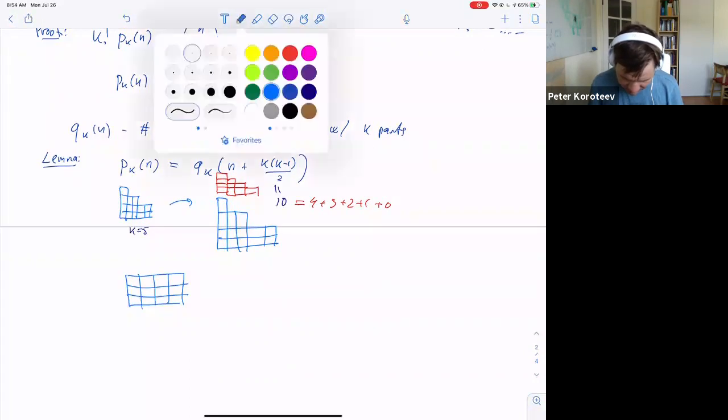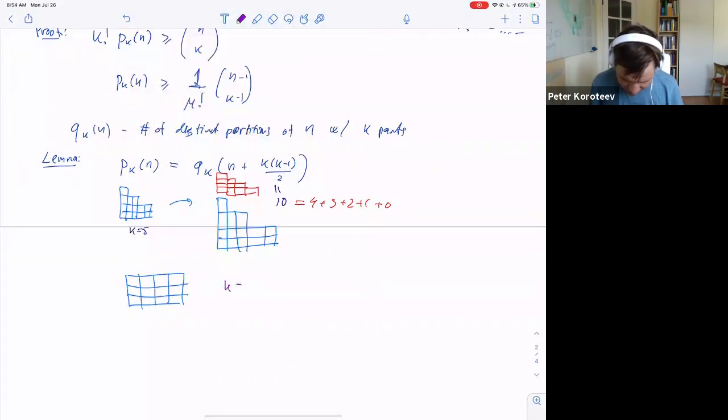Okay, so here, what is it? K is equal to 4, right? So then (k minus 1) over 2 is equal to 6, right? So we need to put 6 blocks to make this partition distinct on top. Well, what's the most natural way to do it? Well, you just draw the staircase over here, right?